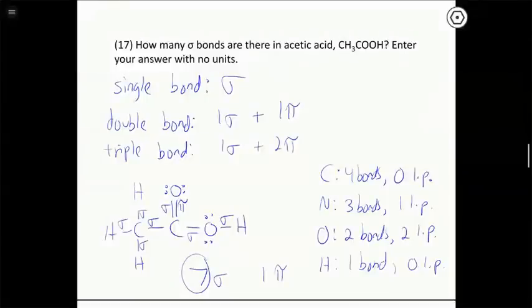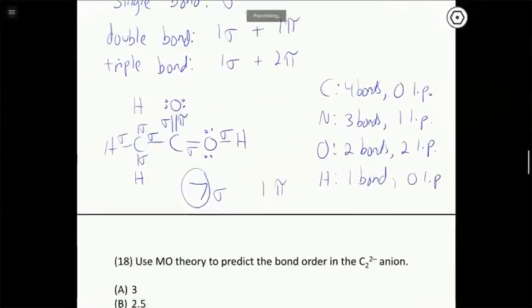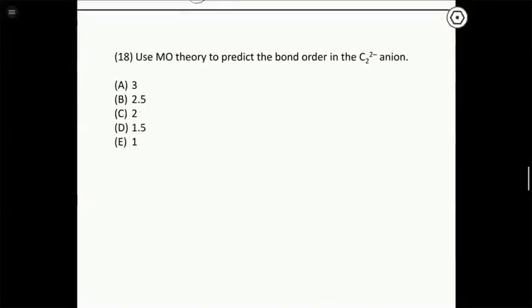All right, questions on sigma and pi bonding or other aspects of valence bond theory? Okay, let's move on then to number 18. All right, so for number 18, we're using molecular orbital theory to predict bond order.